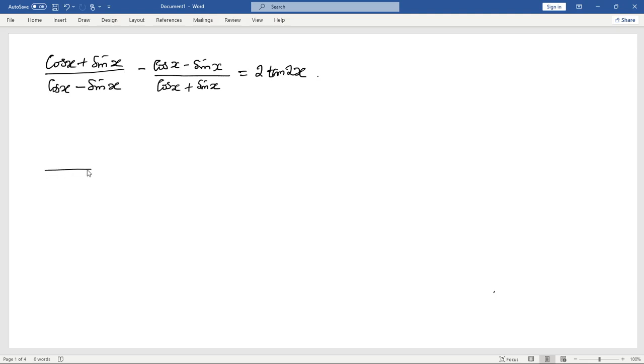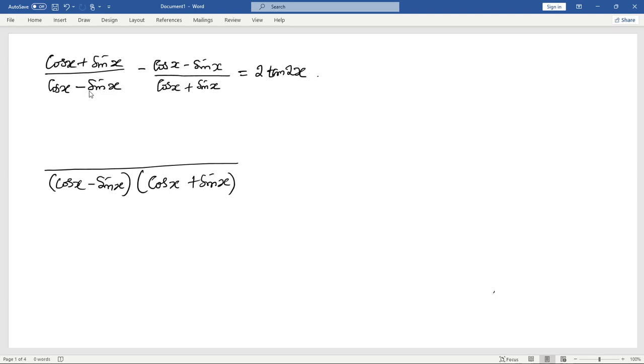So what we mean here is that the common denominator is simply the product of the two denominators that we have here. So down here we're going to have (cos x − sin x)(cos x + sin x) like this.